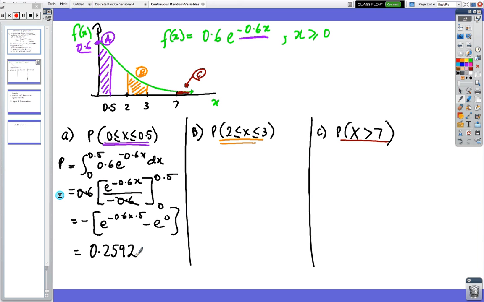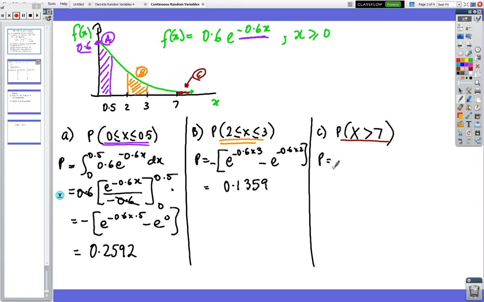In the second one, between 2 and 3, we'll go straight to that second line. The probability will be, we'll go straight to the minus sign, which goes out the front, because 0.6 and 0.6 cancel every single time. So we've got e to the minus 0.6 times 3 minus e to the minus 0.6 times 2, close bracket. And again, just put that in your calculator, and you get 0.1359.